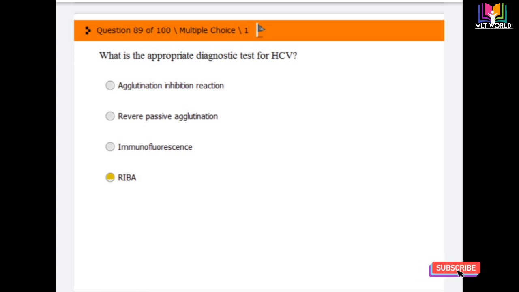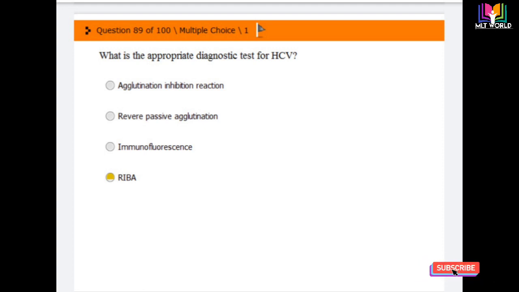Question number 89. What is the appropriate diagnostic test for HCV? Options are agglutination inhibition reaction. Next option is reverse passive agglutination. Third option is immunofluorescence. And last option is RIBA.